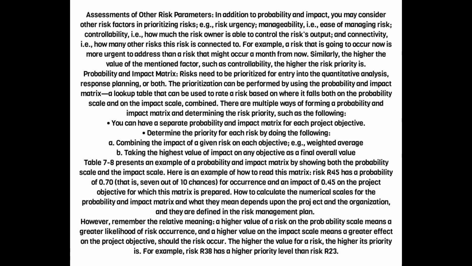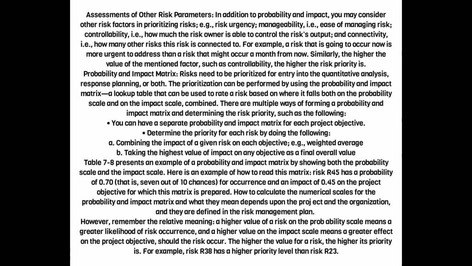You can have a separate probability and impact matrix for each project objective. Determine the priority for each risk by doing the following. A. Combining the impact of a given risk on each objective, for example, weighted average. B. Taking the highest value of impact on any objective as a final overall value.